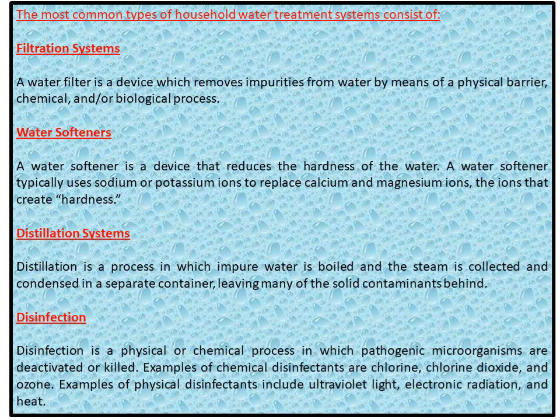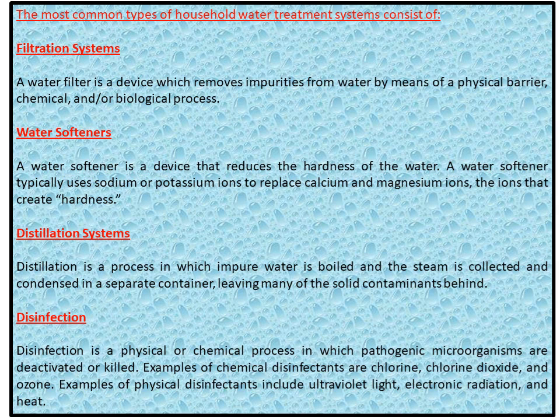Now, the most common types of household water treatment system consist of filtration systems. A water filter is a device which removes impurities from water by means of physical barriers, chemicals, and or biological processes. Softeners. A water softener is a device that reduces the hardness of the water. A water softener typically uses sodium or potassium ions to replace calcium and magnesium ions, the ions that create hardness.